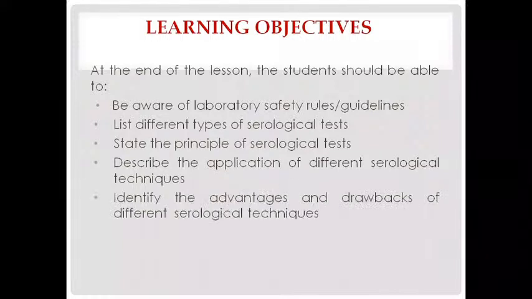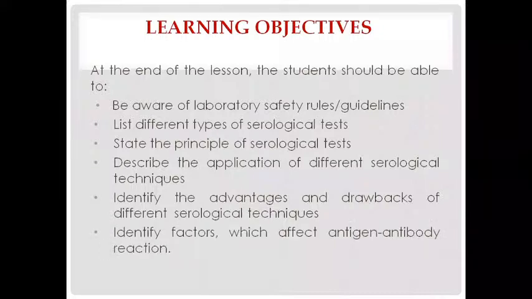Then you also need to identify the advantages and the drawbacks of different serological tests that are in use. No one test is 100% accurate or applicable to every diagnosis. There are some limitations and advantages, as we discover later on. Then you also need to identify some of the factors that affect the antigen-antibody interaction. Why should you consider these factors even before you draw your conclusions? It's very, very critical, especially when you know about immunology. There is even close reactivity.